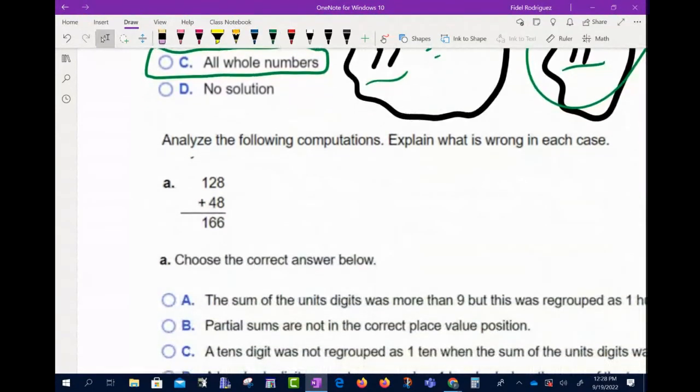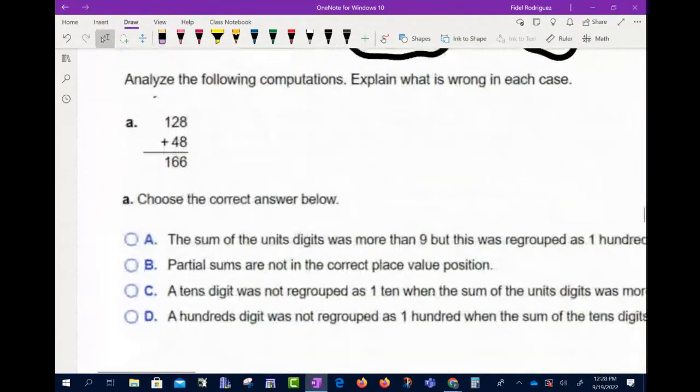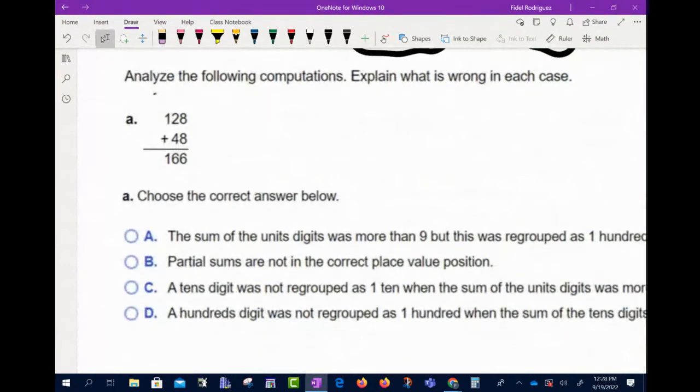Okay, so going on to the next problem I have here, y'all, it says analyze the following computations and explain what is wrong in each case. So 128 plus 48, and they're saying the answer is 166. Okay, so let's take a look here.